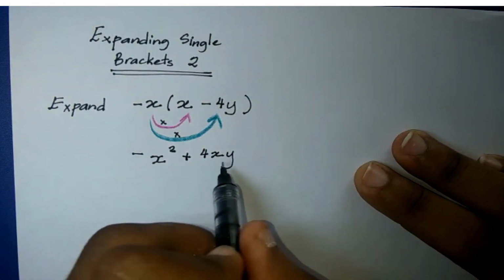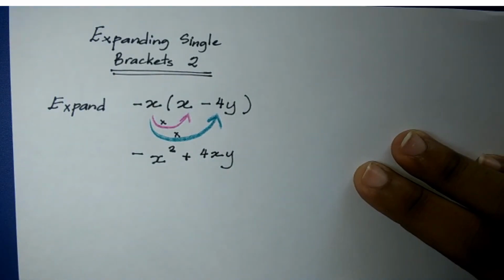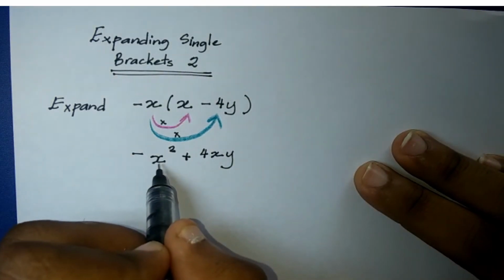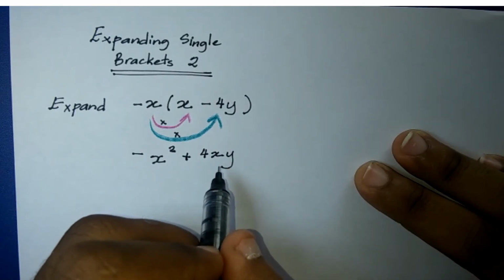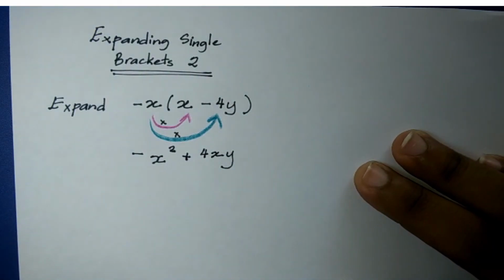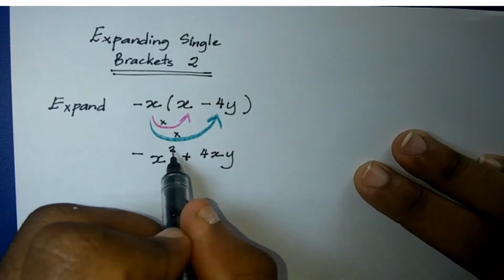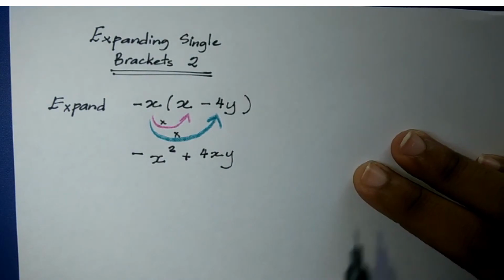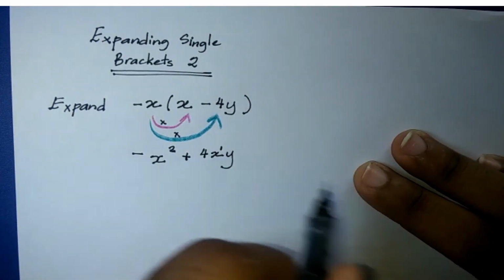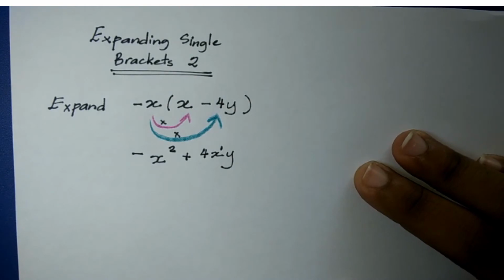Are these like terms? No, they're not. Yes, this one has an x in there, and this one also has an x in there. But remember, like terms must have the same variables raised to the same power. This is x raised to the second power, or the second index. This is x raised to the first index. Usually when you see a variable on its own without any power, it means that the index is 1. So this is the lowest our answer can go to. We don't need to simplify any further because we cannot simplify any further.